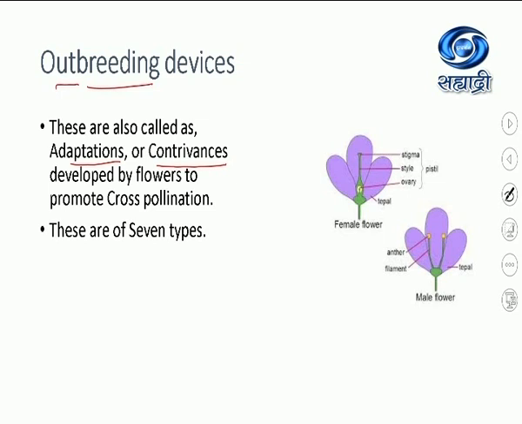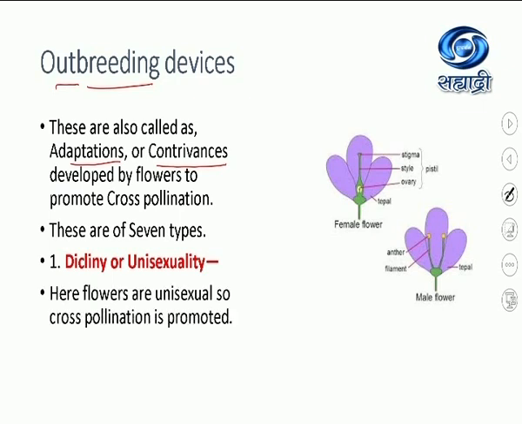We will be studying 7 types of outbreeding devices. First is Dioecy, a very important topic I am starting now. It is also called unisexuality. Here, flowers are unisexual. If the flower is unisexual, you can see in the picture, this is a female flower, this is a male flower. Is there any chance of self-pollination? No, they have to undergo cross-pollination only, because one flower is a female flower, the other flower is a male flower.